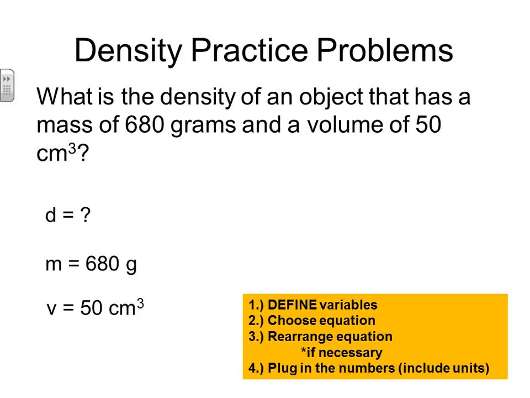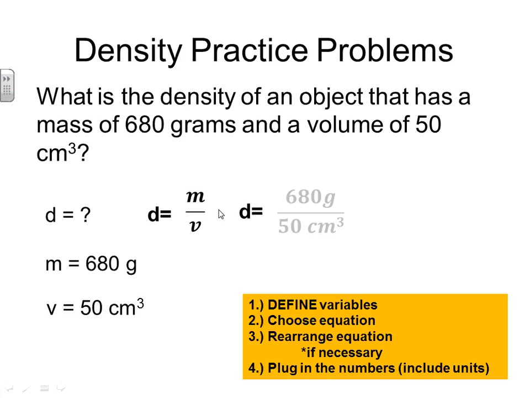Step number 2, we need to choose an equation. Well, what equation do we have that has density, mass, and volume? Well, that's our density equals mass divided by volume equation. And it's rearranged already for the variable that we want. We want to solve for density, so we need density by itself. Then all we do, plug in the numbers.